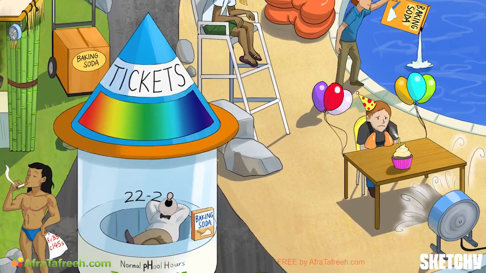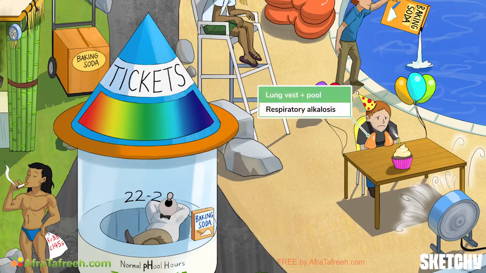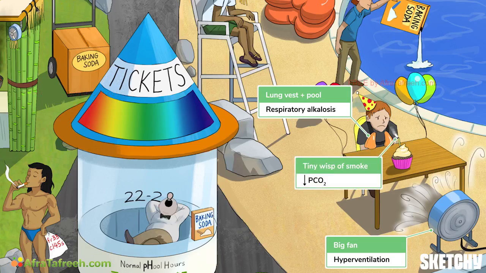We've finally reached the final acid-base disorder in this sketch. Respiratory alkalosis. Then we have our lung-vested birthday boy here to help us celebrate. In respiratory alkalosis, blood pH increases due to hyperventilation, which causes too much CO2 to be expelled during respiration. That's why this big fan has just taken the fire out of this birthday candle, leaving behind only a tiny little wisp of smoke and some broken dreams and wishes.